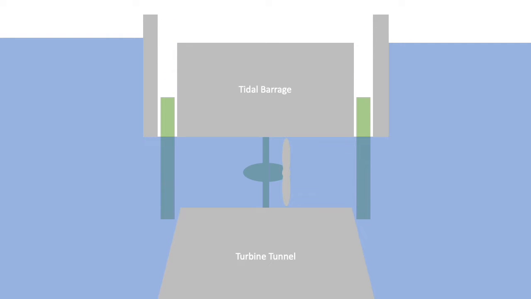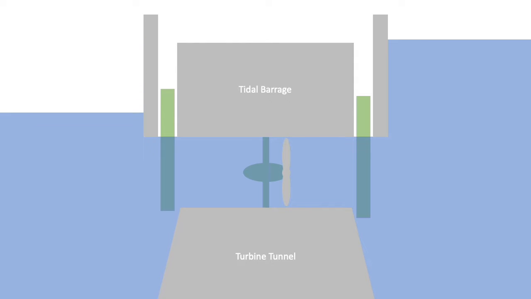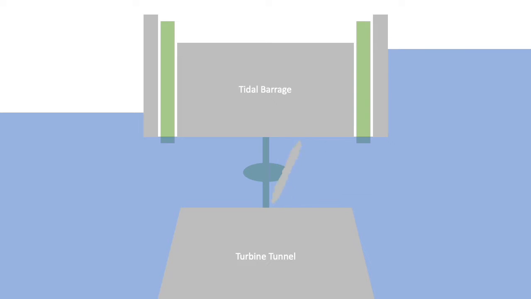At high tide, the sluice gates are closed. As the tide retreats, the sluice gates are opened again, allowing the water stored in the estuary to flow to the sea, driving the turbine. The potential energy is dependent on the tidal range, delta H, and the basin area A, shown in this equation.